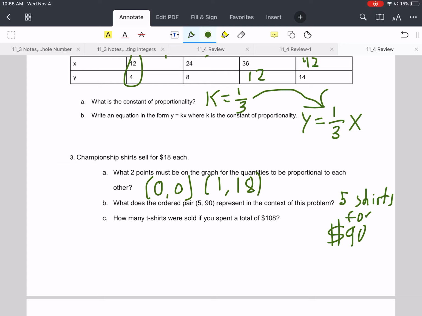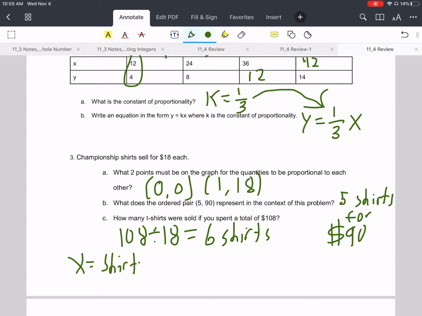3c, how many t-shirts were sold if you spent a total of $108? If we spent $108 and divided that by $18 per shirt, we would get a total of 6 shirts. So for all of these problems, the x value equals shirts, and y equals dollars.